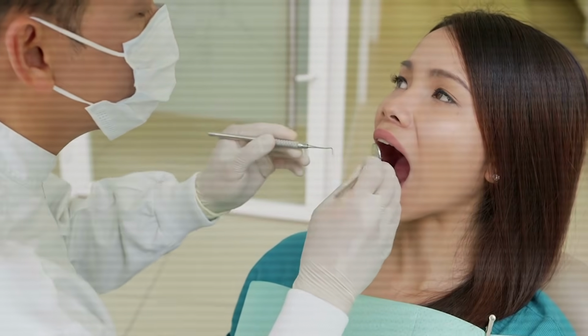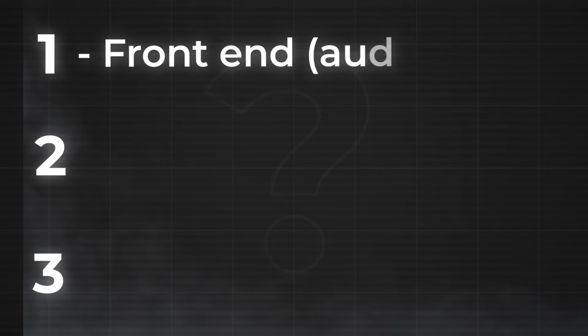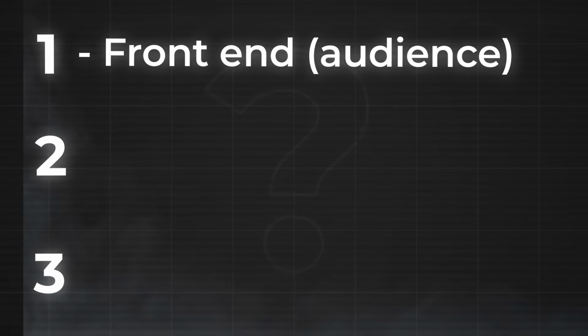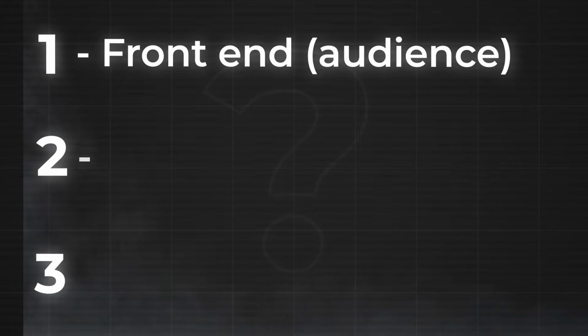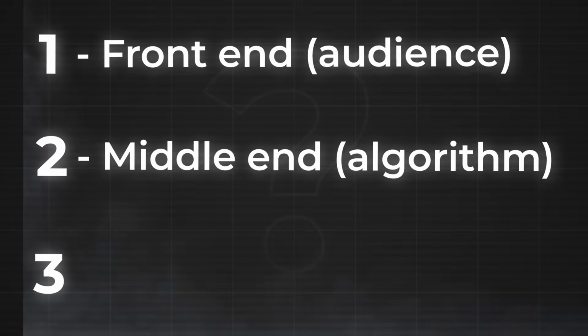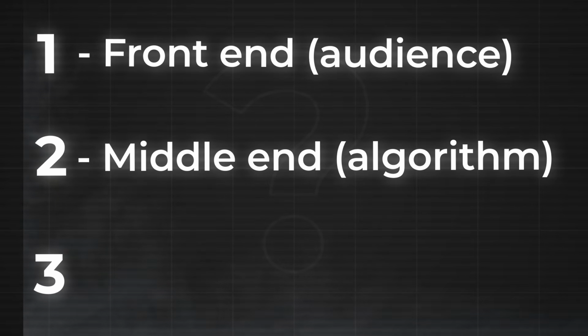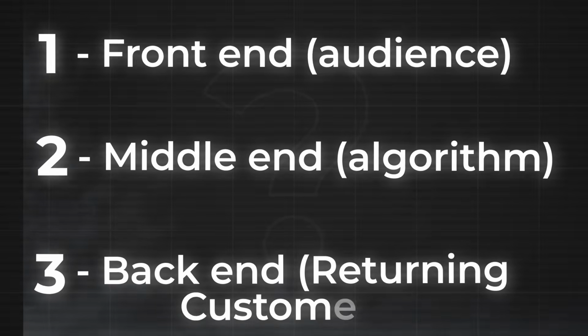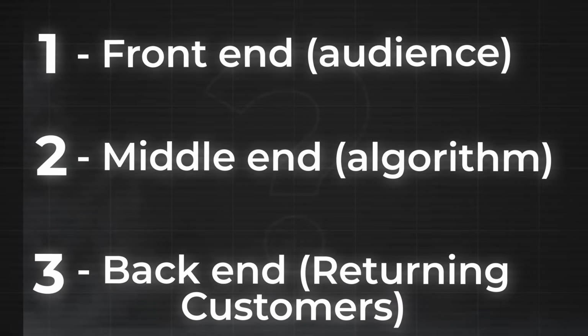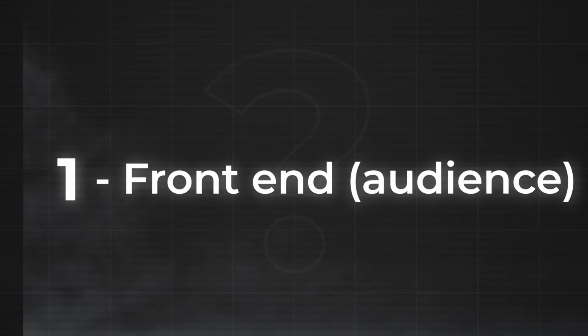Now, keep in mind that this approach works regardless of the niche or industry your brand is in, but there are three different parts for this approach. The first part of this approach starts off on the front end level with your audience. The second part, which I call the middle end part, is where the algorithm comes into effect. And then the third and final part of this holistic approach with Google Ads is the back end with your returning customers.